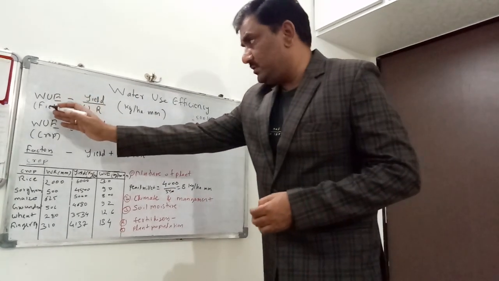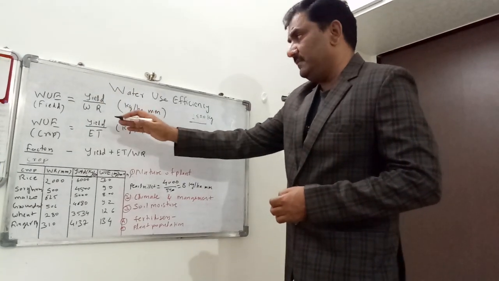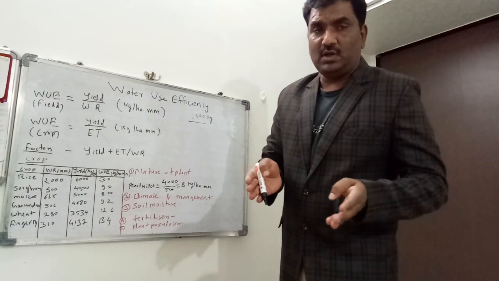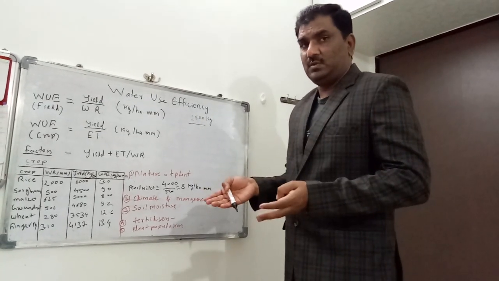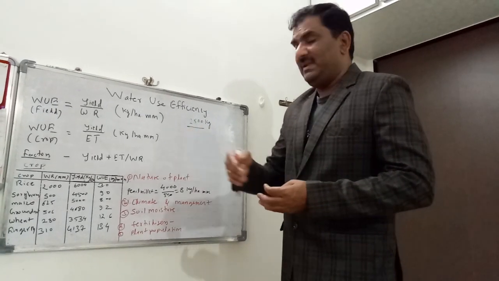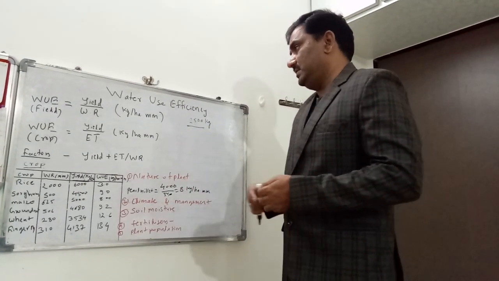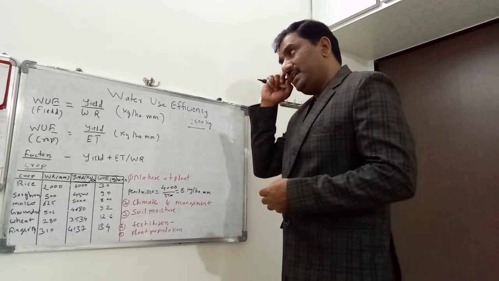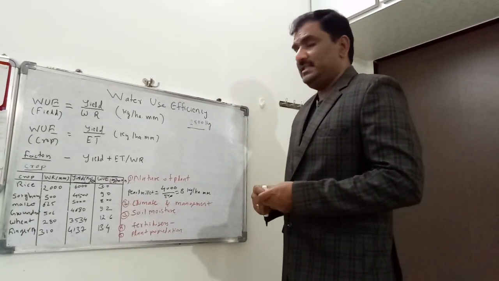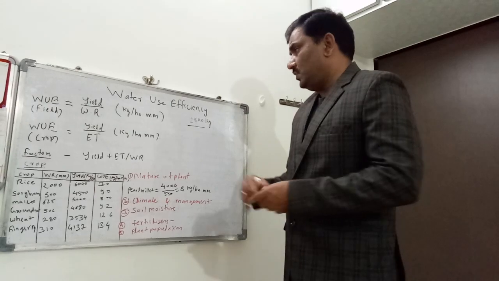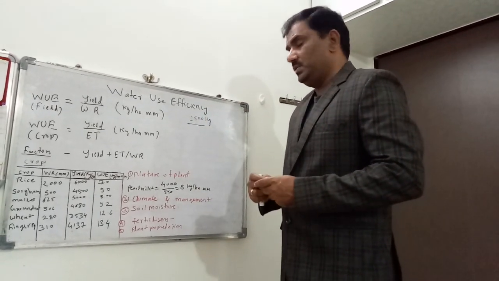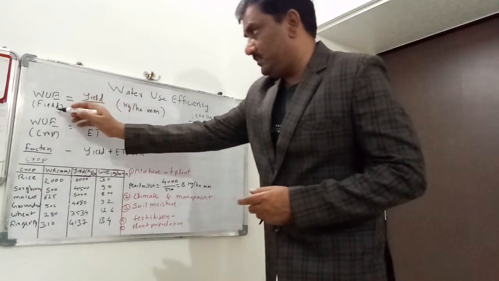In case of field water use efficiency, we consider the water used for the crop, not only for evapotranspiration, but also what is required for application losses and other losses in the irrigation, and also certain conveyance losses. So all these are considered, and the total water pumped from the source is considered in this field water efficiency.